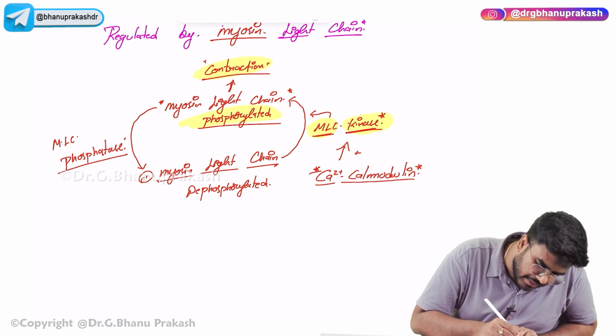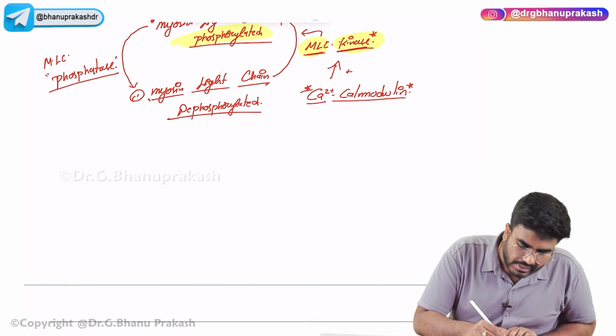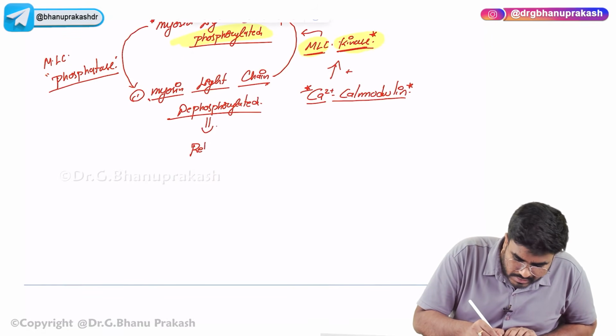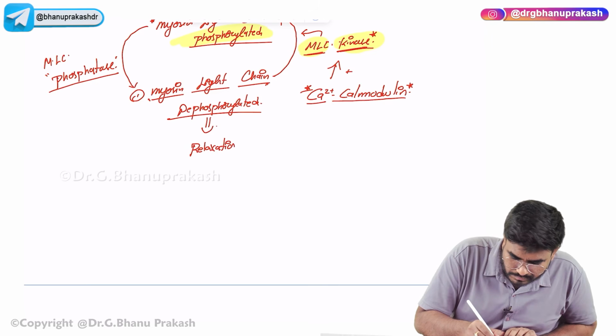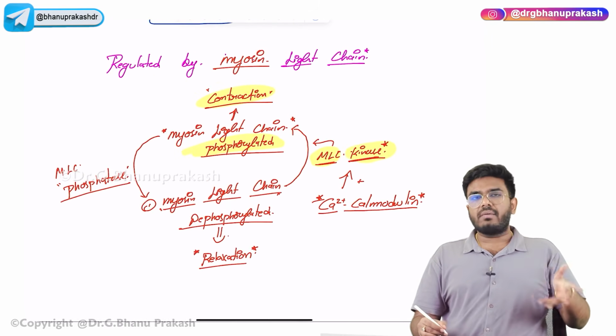So this myosin light chain phosphatase is going to cause the dephosphorylation of the myosin light chains, so that what happens? There will be relaxation. Okay, there will be relaxation. Now, in your exam, what can they ask you?